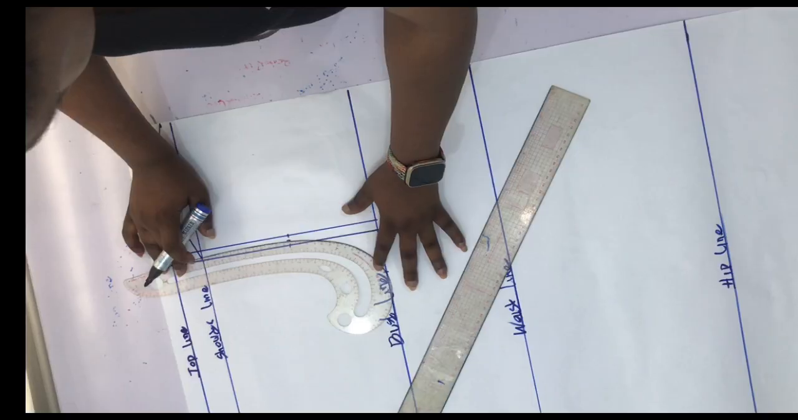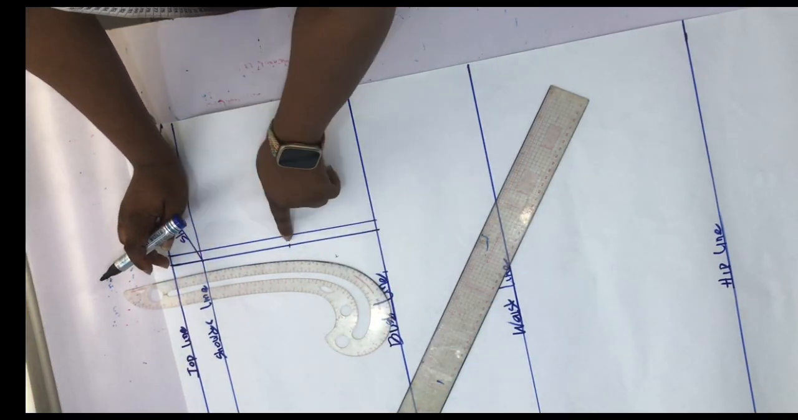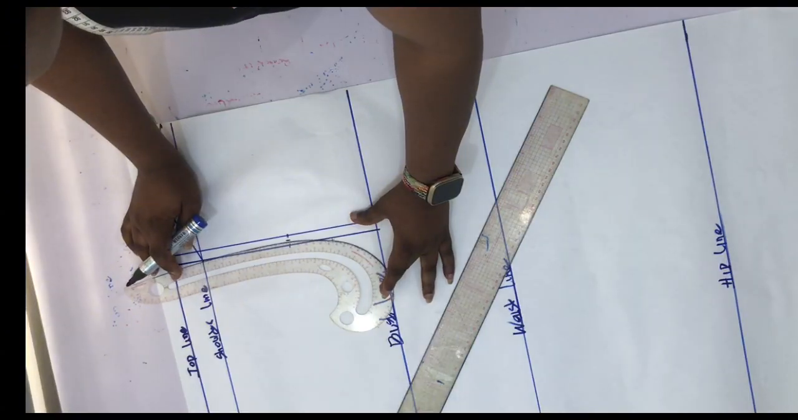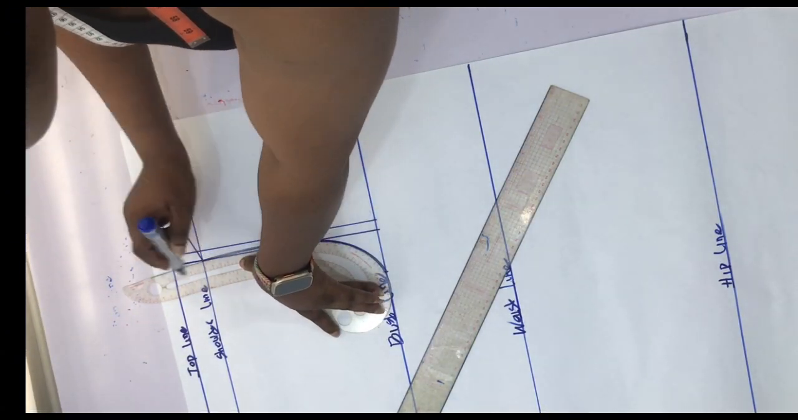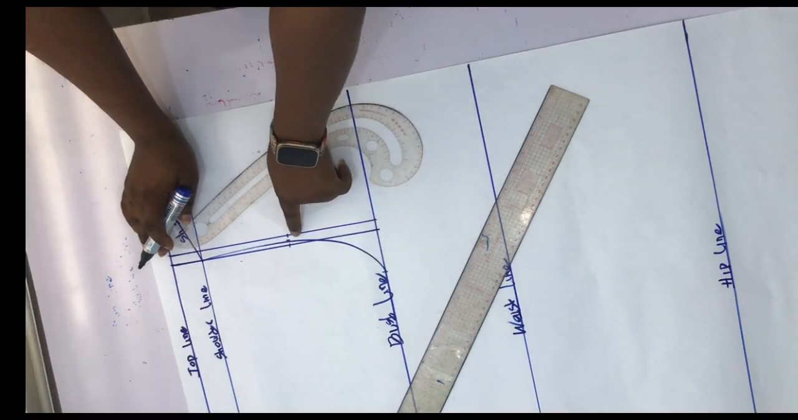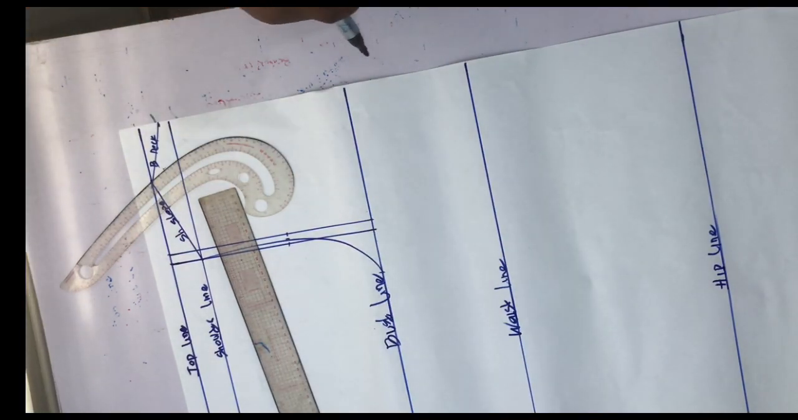So I'm going to be connecting the bust point where it stops. Then you connect it to the middle of the back width and the shoulder height to the tip of the shoulder slope, and that is how we're going to be getting our armhole for the back.